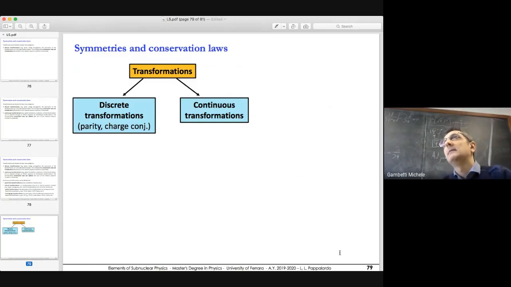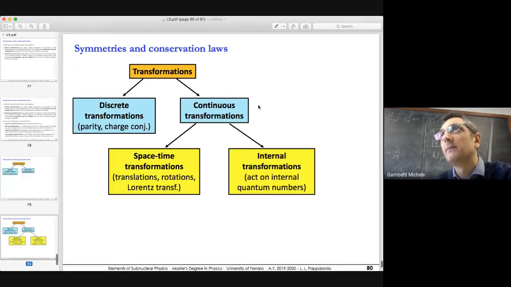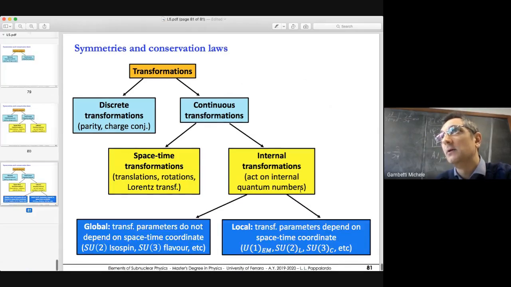Now this diagram essentially repeats what I've said already in words. The transformations are divided into two main categories: discrete transformations, such as parity, charge conjugation, etc., and continuous transformations. The continuous transformations can be further divided into space-time transformations, such as translation, rotation, Lorentz transformation, and internal transformations that act on internal quantum numbers. And those can be further divided into global transformations, where the parameters of the transformation do not depend on the space-time coordinate, or local transformations, also called gauge transformations, where instead the parameter depends on the specific position in space-time, the specific coordinate.